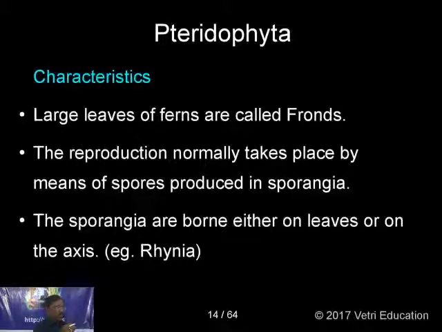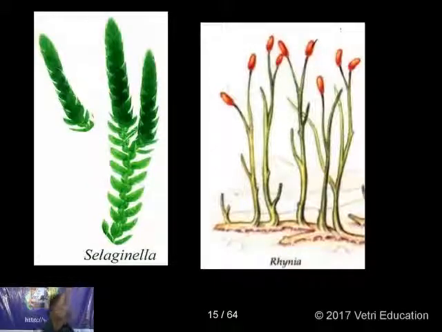The sporangia-bearing leaf is called a sporophyll. Phyll means leaf, so sporophyll means sporangia-bearing leaf. Here two genera are given. This is Selaginella, where the sporangia are formed in the axils of the leaves, whereas here, at the end of the branches, you can find the sporangia, in Rhynia.